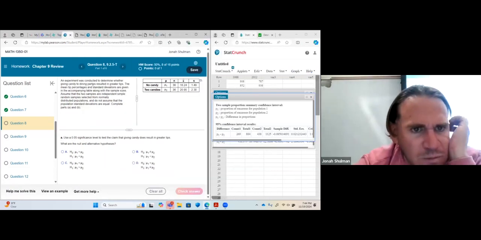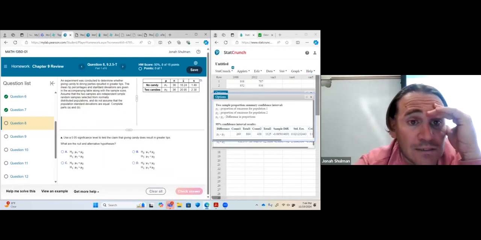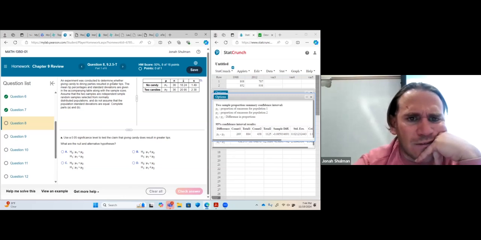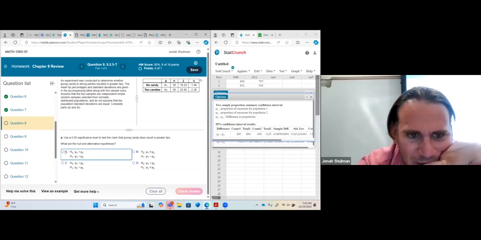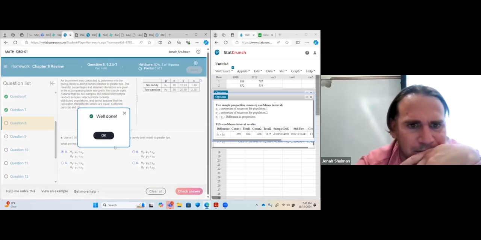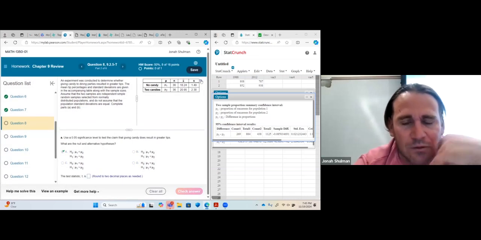So here we go. An experiment was conducted to determine whether giving candy to dining parties resulted in greater tips. The mean tip percentages are in the table with standard deviations. Assume that the two samples are independent. Okay, simple random. So we're saying that the candy's going to give more tips. So that would be mean 1 is less than mean 2, and the null is that they're equal. Okay. All right, so they're giving us data.